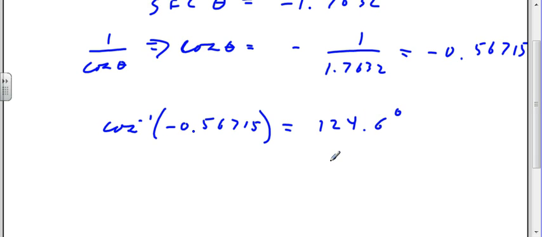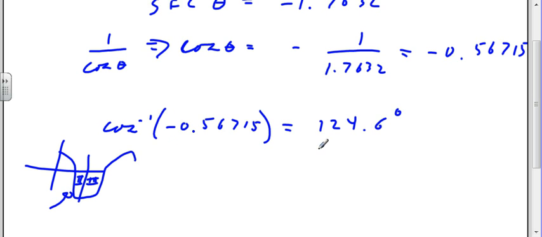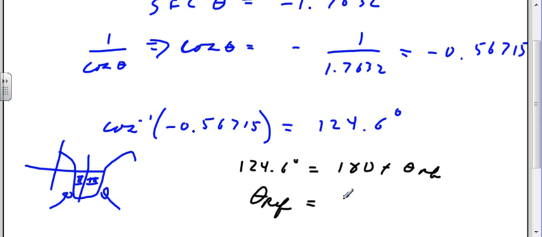Okay, now, the cosine is negative in the, I look at the cosine function, and it's negative in the second quadrant, and it's negative in the third quadrant. So we're looking for a second quadrant answer, which we already have, and a third quadrant answer that we want to get. Now, in order to get the third quadrant answer, we need the reference angle. So we say, all right, 124.6 is equal to 180 minus the reference angle. So the reference angle is 180 minus 124.6, boom, 55.4. All right, so the reference angle is 55.4.